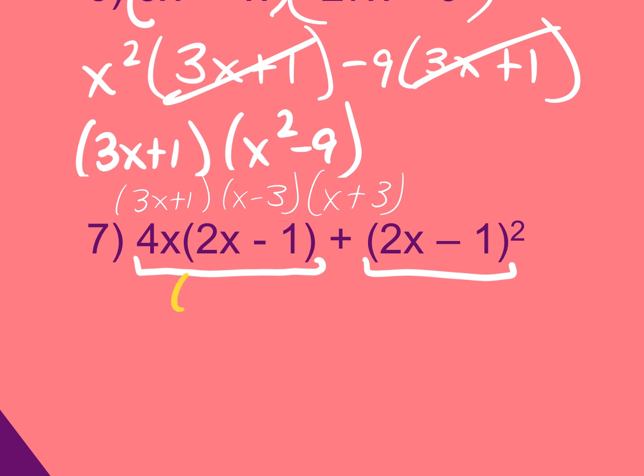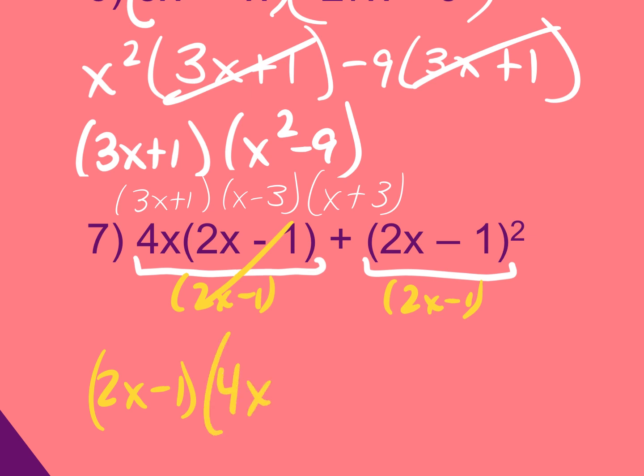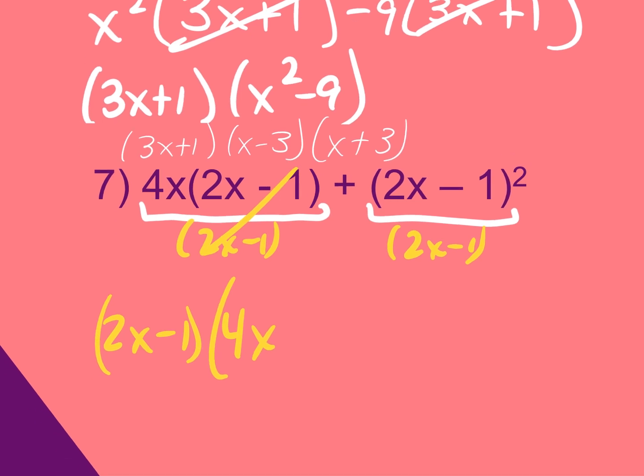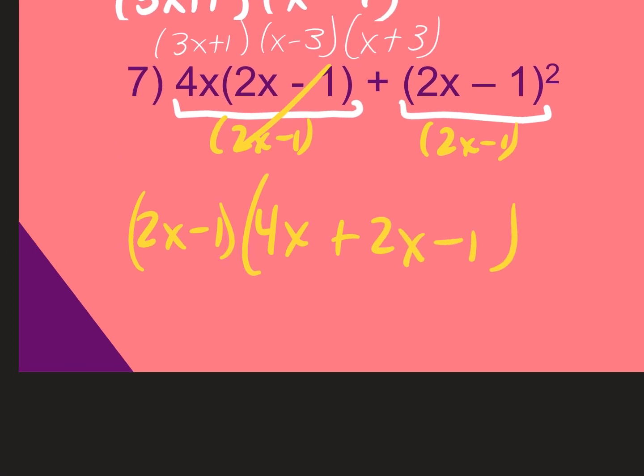They have a 2x minus 1. They each do. 2x minus 1 and 2x minus 1. So this is going to come out in front. 2x minus 1. This leaves me with 4x plus what? Yes, plus 2x minus 1. Can I combine anything? Correct, the 4x and the 2x. This is going to be 2x minus 1 and 6x minus 1.